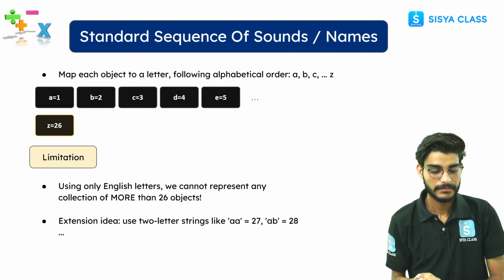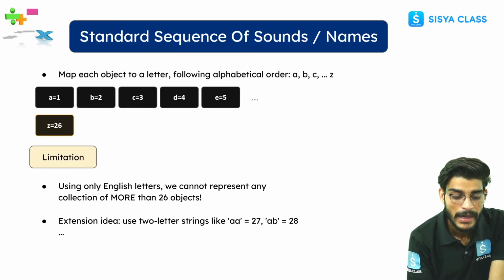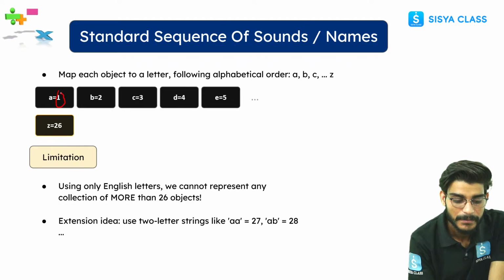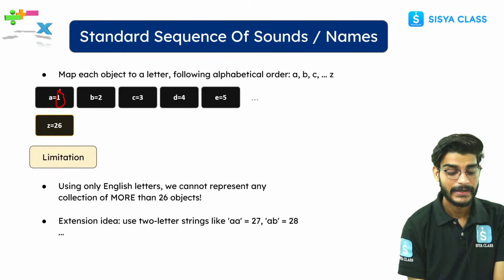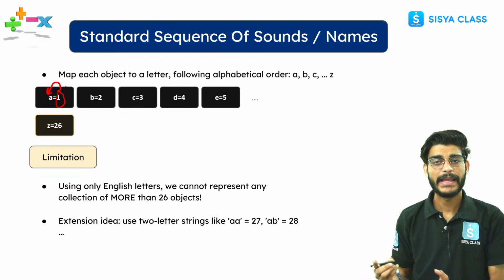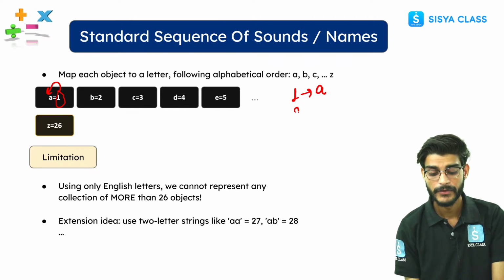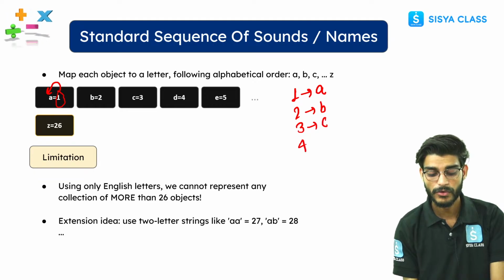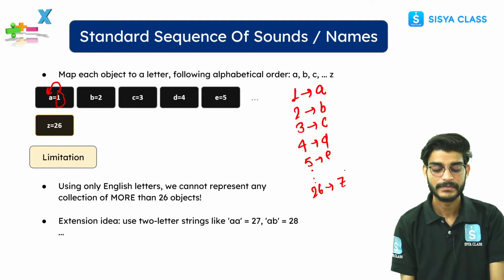Okay, but there were some problems in this as well. So what they did, for every number they associated some letters. For 1, they associated A. For 2, B. 3 with C, 4 D, 5 E. Like that, you can associate 26 only, no? 26 only with Z, right?